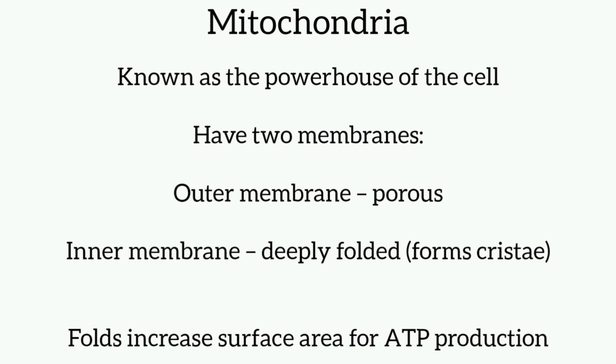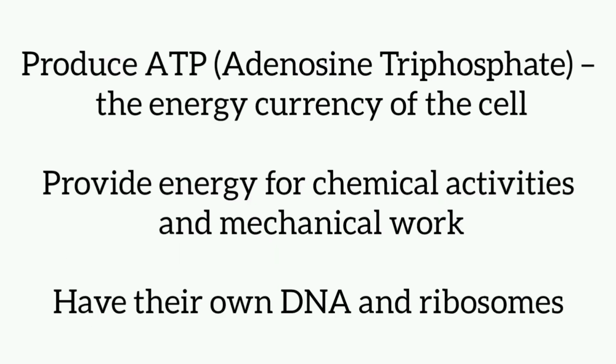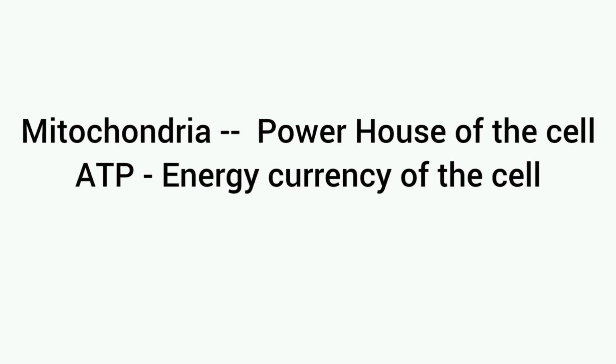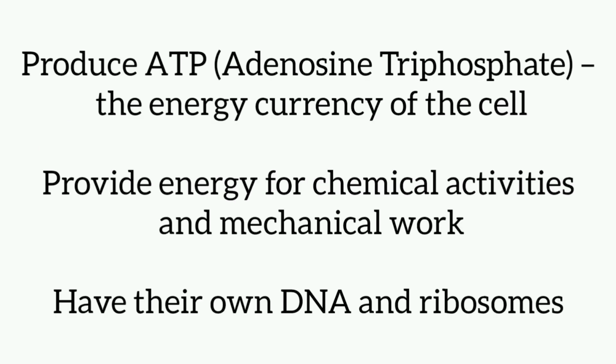And these foldings increase surface area for ATP production, and ATP, adenosine triphosphate, is known as the energy currency of the cell. So remember, the powerhouse of the cell is mitochondria and the energy currency of the cell is ATP, or adenosine triphosphate. They provide energy for chemical activities and mechanical work, and they have their own DNA and ribosomes and can make some of their proteins. So they are called semi-autonomous organelles.